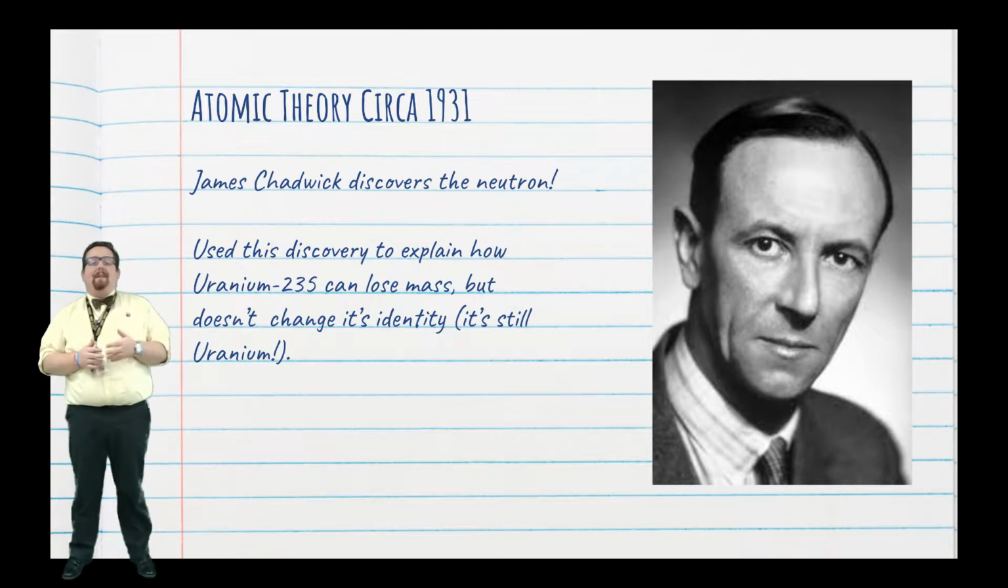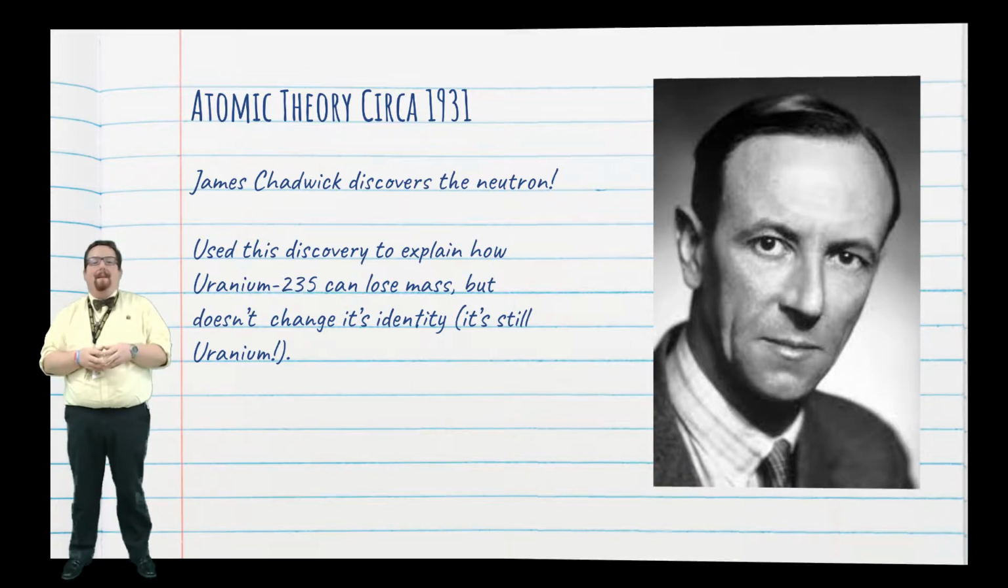Finally, in 1932, James Chadwick came along and discovered the neutron. He came up with the idea of the neutron in order to explain away why isotopes of uranium could decrease in mass, but still be atoms of uranium. This told us that neutrons had a mass because they could go away and the uranium atoms would lose mass, but they didn't have a charge because they still just stayed uranium atoms.